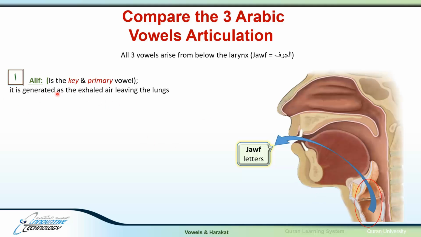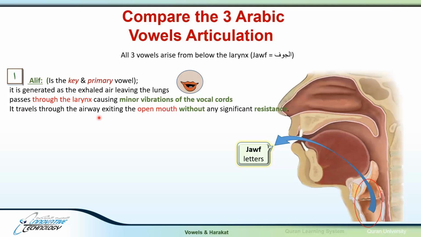A is generated as the exhaled air leaves the lungs. A passes through the larynx, causing minor vibration of the vocal cords. A touches the vocal cords as the air is leaving, causing the small vibration, leading to us hearing the a sound. But as the a passes through the airway, it faces no other obstruction other than the resistance caused by the vocal cords. So it travels through the airway, exiting the open mouth without any significant resistance. That's why the a sound is clear.